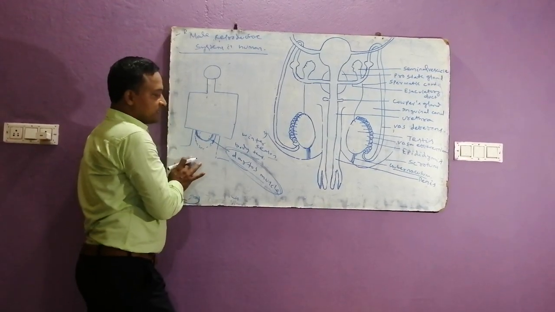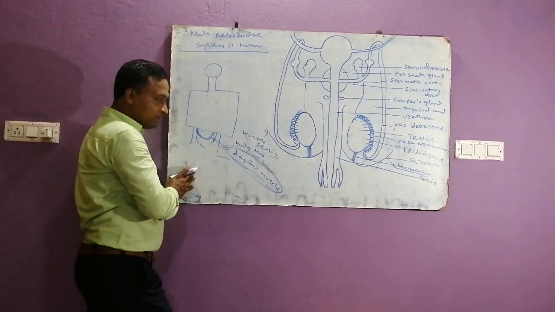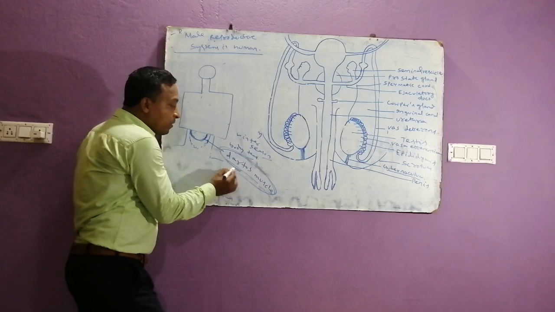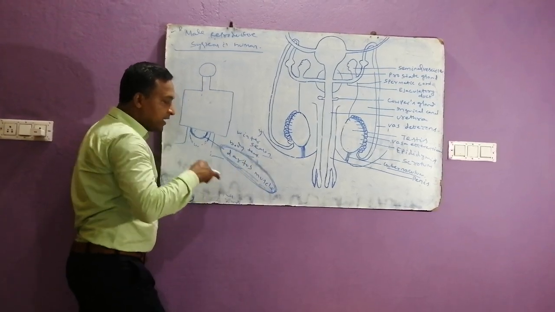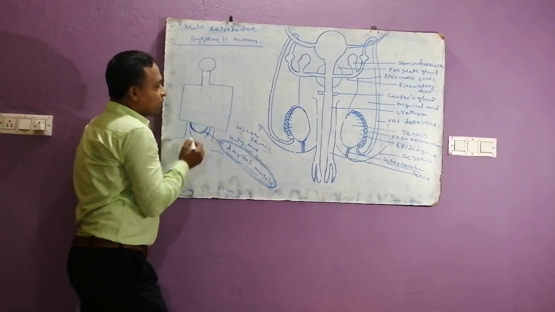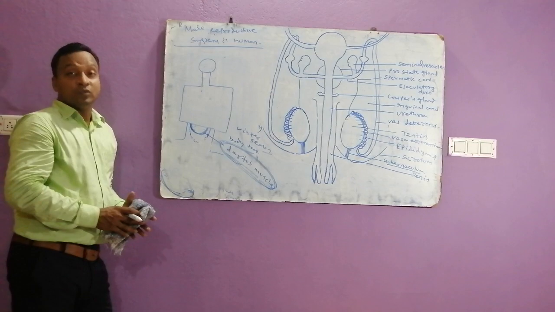So I will make a confirm point. In winter season, when the body is going cold, the scrotum contains which muscle? Dartos muscle, that is contracted and brings the scrotum closer to the body. So this is all detail about the scrotum.